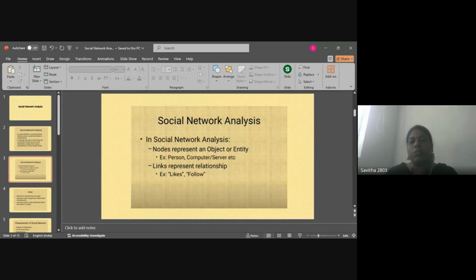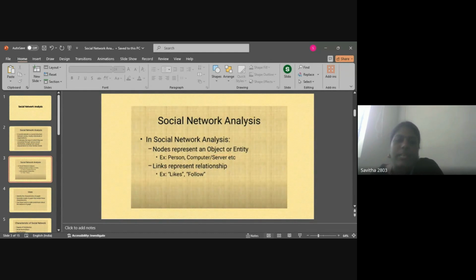Okay, so the topic is social network analysis: how we can do the analysis in a social network and how we can do the link mining procedure. That is the topic of today's session.